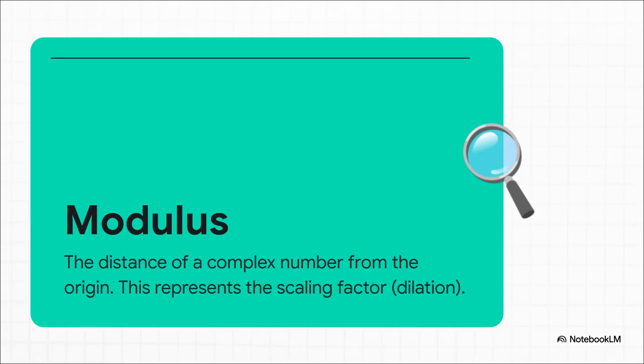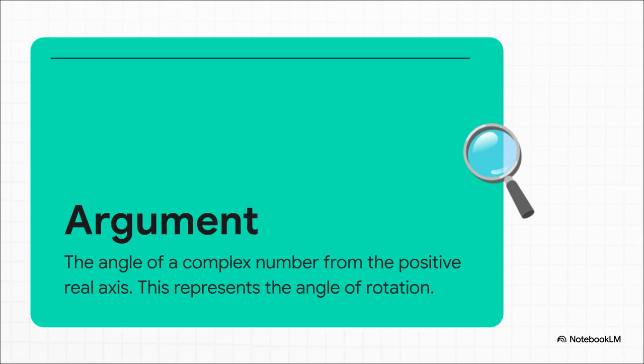Now, these ideas actually have some official math names. The scaling factor is called the modulus. It's really just the number's distance from the center of the plane. You can see from the formula, it's basically just the Pythagorean theorem. That one number tells you exactly how much you're going to stretch or shrink your object. And in the same way, the angle of rotation is called the argument. It's the angle that the number makes with that positive horizontal axis. That value gives you the exact number of degrees you're going to turn.